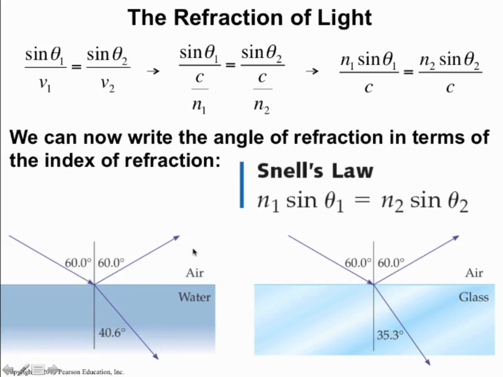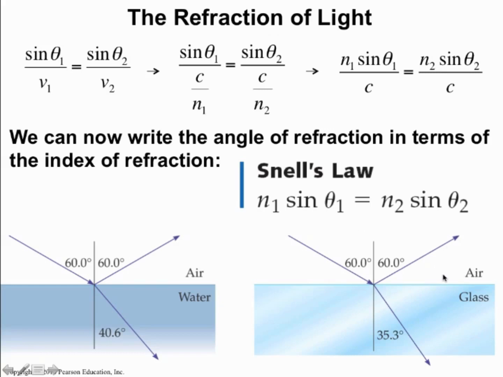All right, so let's use Snell's law to calculate the index of refraction of glass. And let's take a look at this image down here. So we know that N1 sine theta 1 equals N2 sine theta 2. N1 is the index of refraction of air, and theta 1 is this 60 degrees, which is the angle of incidence. N2 is the index of refraction of glass, and theta 2 is the angle of refraction.